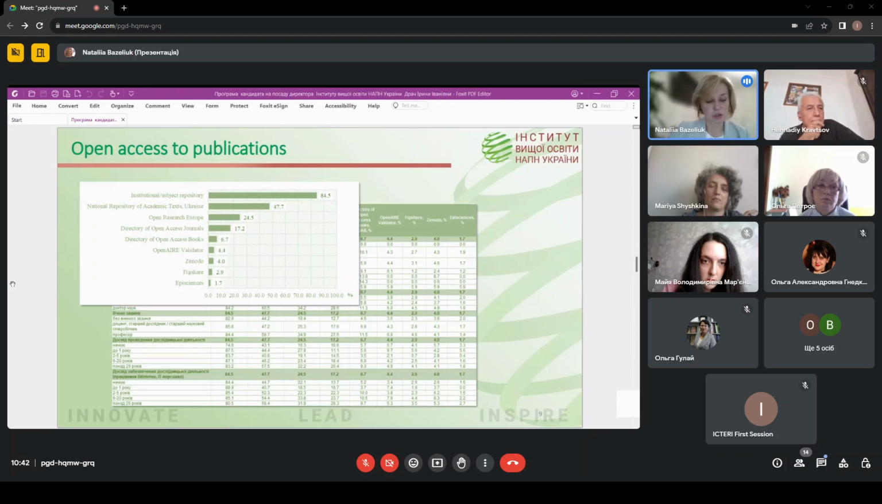Now we'll go to the part on the use of services that constitute the research infrastructure ecosystem within the realm of open science in higher education institutions of Ukraine. Concerning the open access to publications, our study findings revealed that most respondents rely on institutional and subject repositories and the National Repository of Academic Text. Notably, popular subject repositories include the Digital Library of the National Academy of Educational Sciences of Ukraine, as well as university repositories. It is worth mentioning that a smaller proportion of higher education institutions use international services such as Open Research Europe and Directory of Open Access Journals.